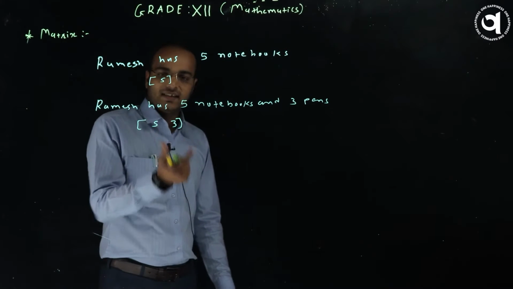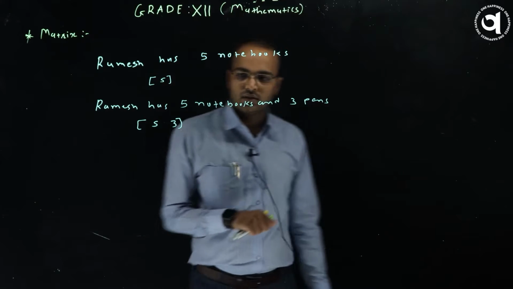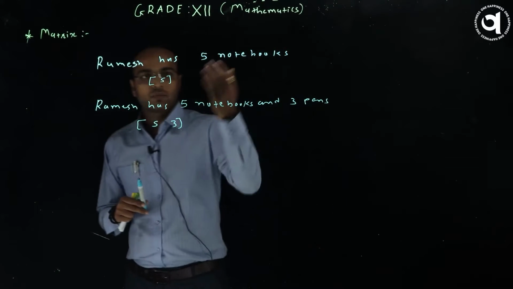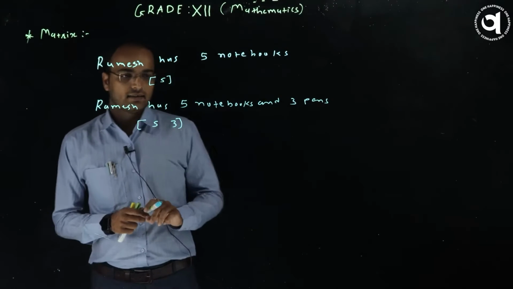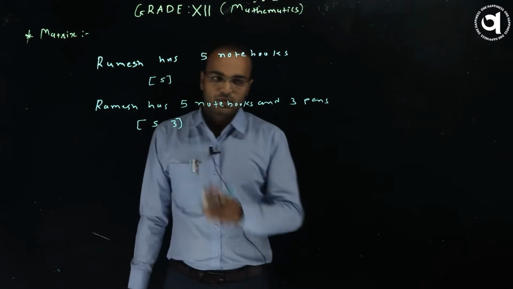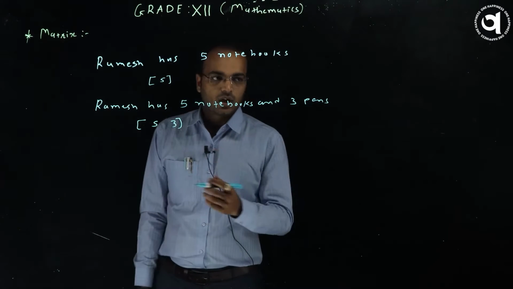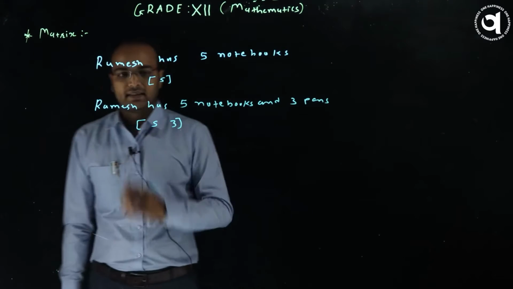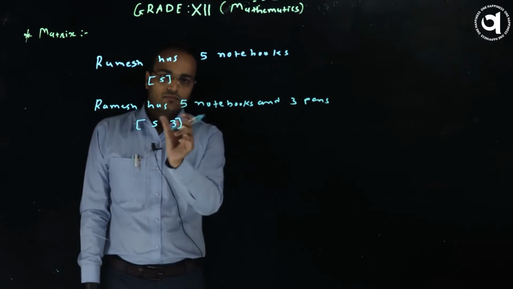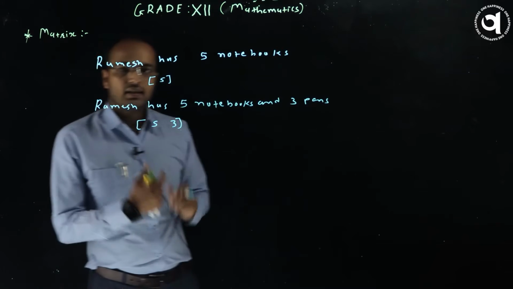So the numbers inside the bracket: the first number indicates what? The number of notebooks that Ramesh has, and the second number indicates what? The number of pens that Ramesh has. Okay, so there are some ways to express information.